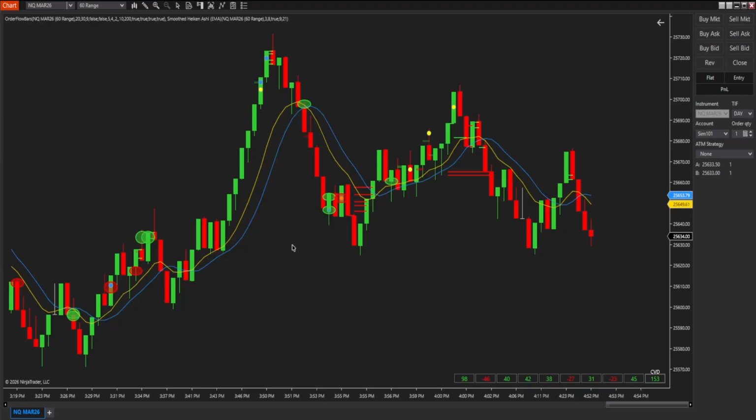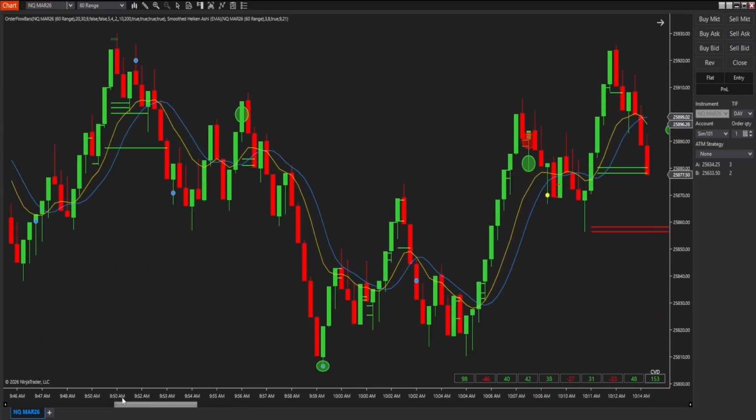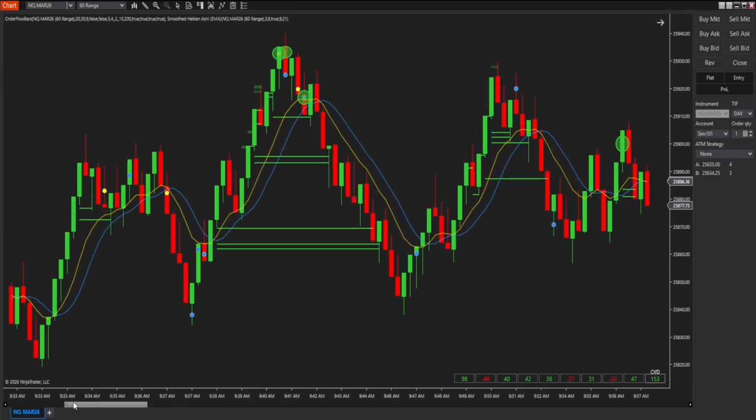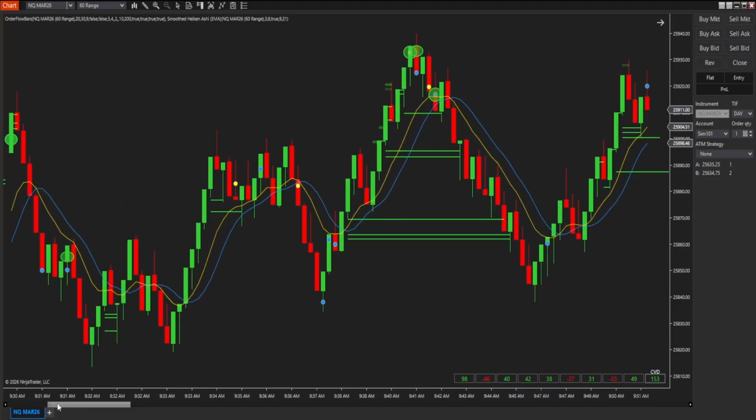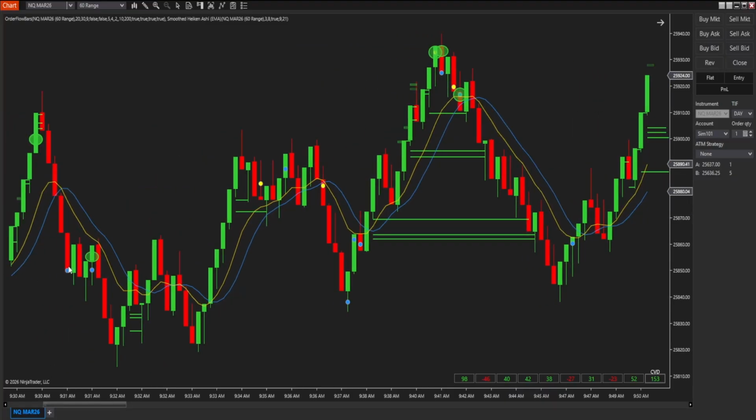This right here, let's go back to the beginning of the morning, to about 9:30. The yellow and the blue line is a Heiken Ashi smooth line for like a 9 period. That just gives me the direction of the market, because you want to be in the right direction.